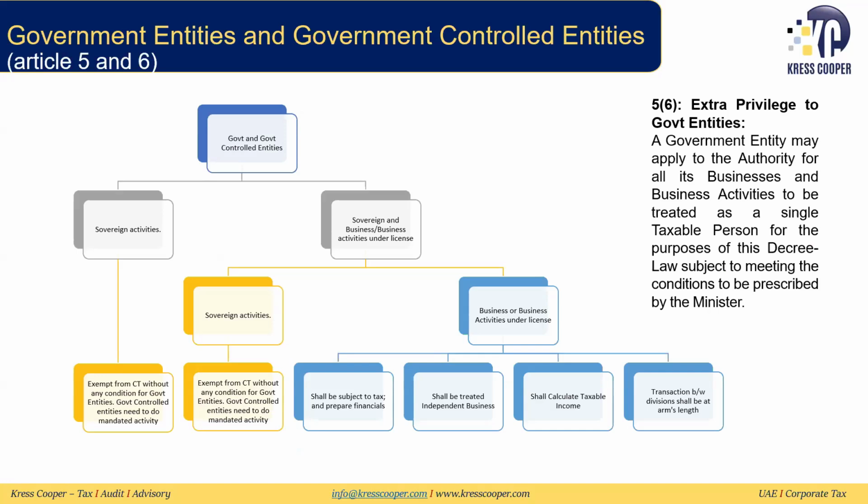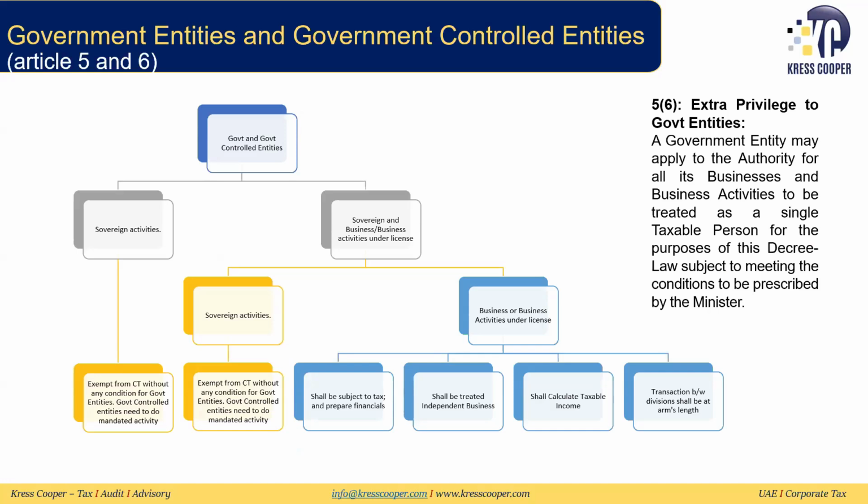And any transaction between this business and the sovereign business or the government entity, you can say, and their business being run through a different trade license, those transactions between them would need to be at arm's length. They will be treated as if they were being done with related parties. So they will have to follow the transfer pricing and arm's length requirements for that.